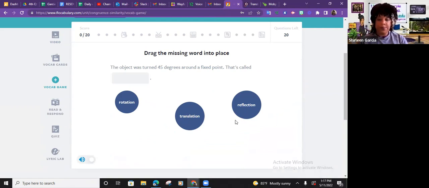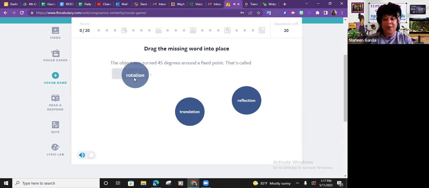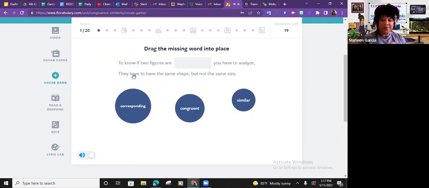Help me out. All right, the object was turned 45 degrees around a fixed point. That's called what? Is that rotation, translation, or reflection? Keyword turn, turn, turn, turn. Yes, Adolfo, thank you. Okay, help him out, guys.